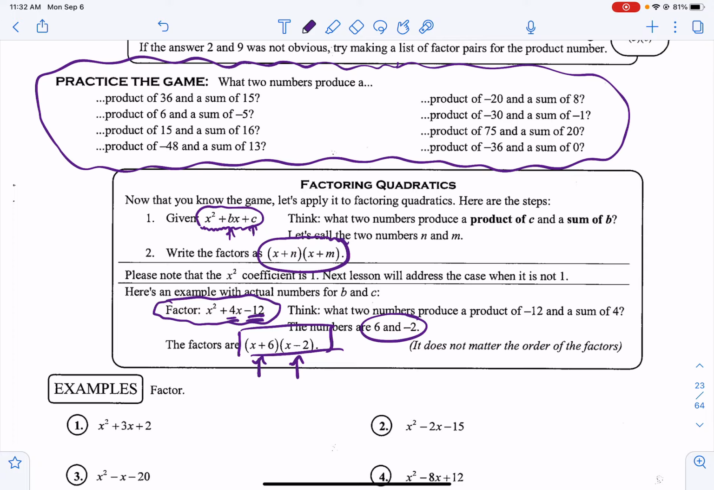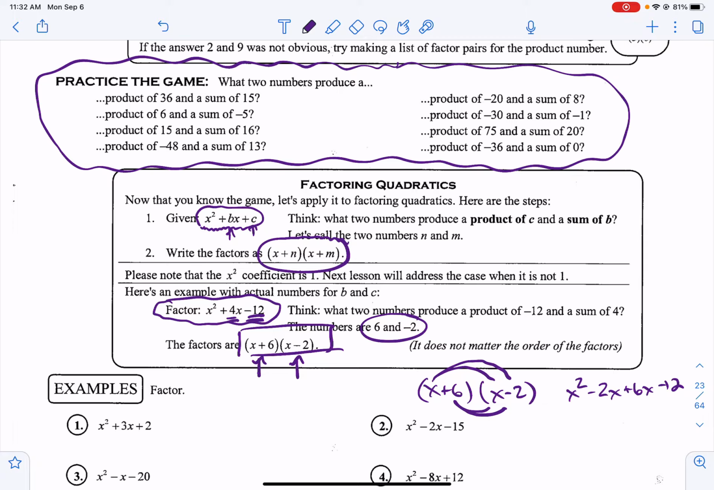And I want to show you why really quick. x plus 6, if I were to go the other direction, if I were to multiply these together, I do x times x, which gives me my x squared. And then I would do x times negative 2, which gives me negative 2x. Then I would do 6 times x, which gives me a positive 6x. And then I would do 6 times negative 2, which gives me negative 12.